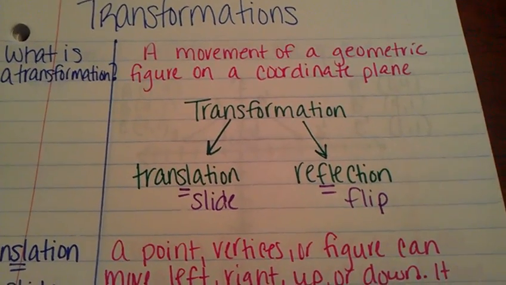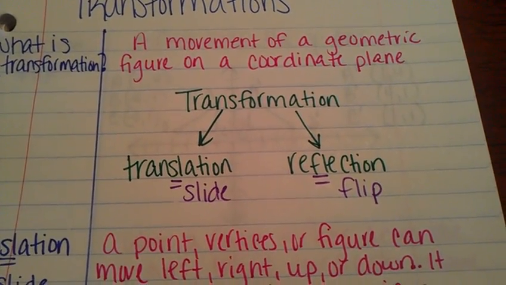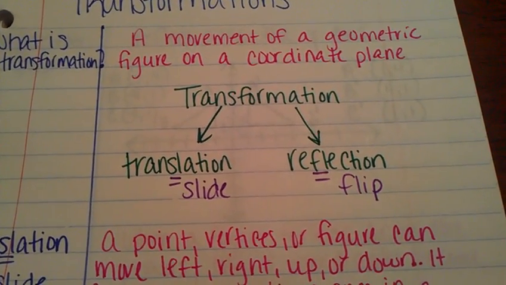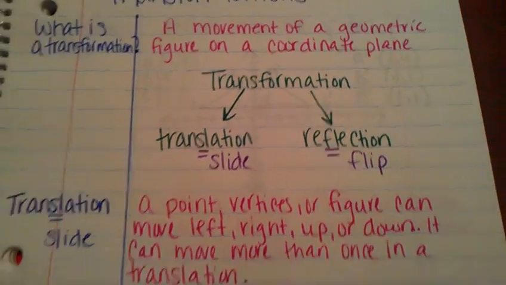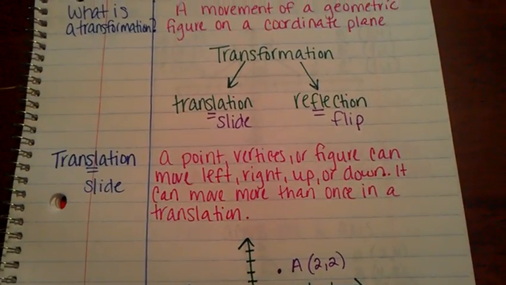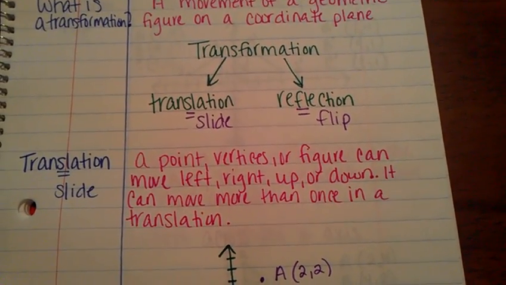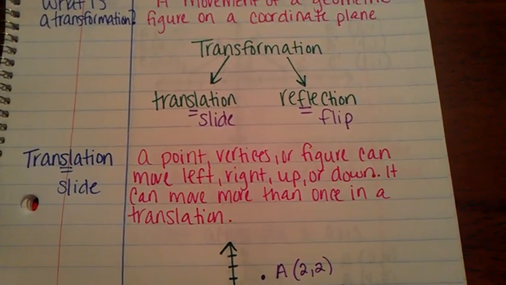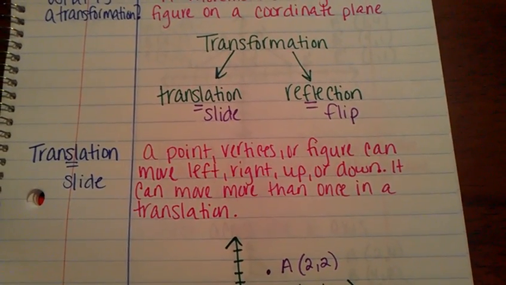Now, we have two types of transformations. We have a translation and we have a reflection. Translation, you can think of it as a slide, and a reflection, you can think of it as a flip. It flips over something. First thing we're going to talk about is a translation or slide. Okay? It's a point, your vertices of a shape or your figure. It can move in any direction, left, right, up, down.